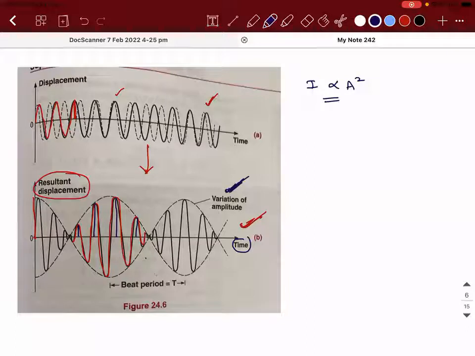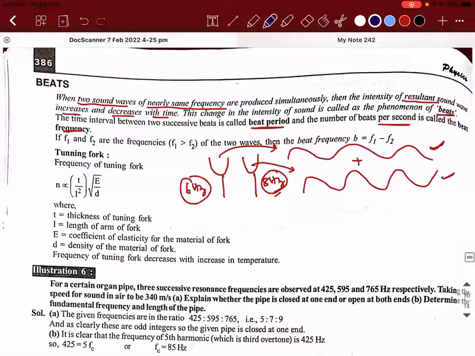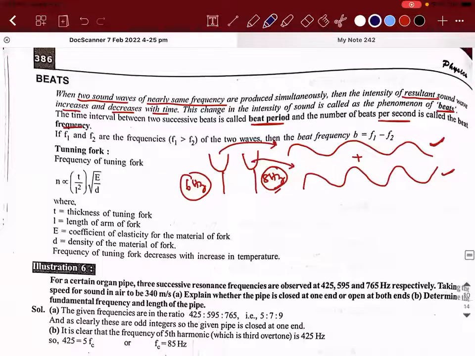Now our job is to understand how to find this beat frequency. Let us read the statement again. When two sound waves of nearly the same frequency are produced simultaneously, the intensity of the resultant sound wave increases and decreases with time. What is the meaning of this? Intensity means the amplitude of the resultant sound wave increases and decreases with time. This change in intensity of the sound wave is what is called the phenomenon of beats.